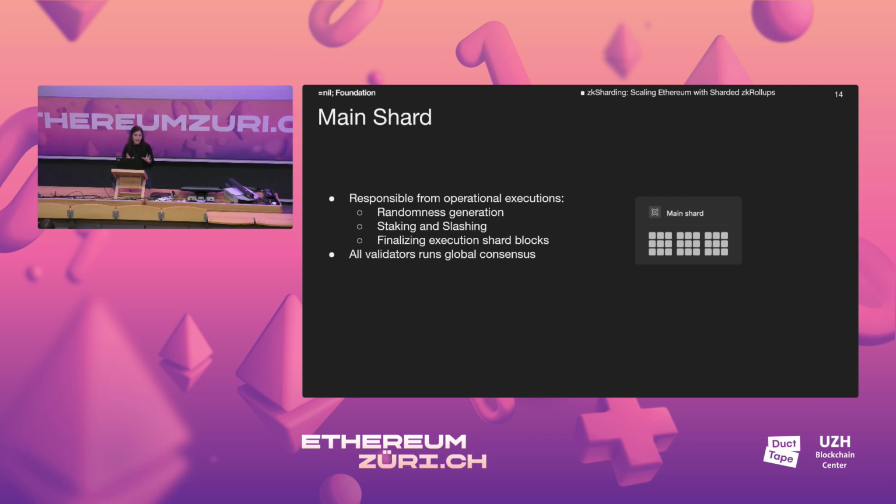Okay, also, as I said, we have a main shard, and that main shard is run by all validators. This main shard idea is very typical to have in all sharded systems, because these execution shards need some authority to understand what is the final state, or what is the final data that we can trust. And therefore, we have our main shard. It is mostly responsible for operational executions such as randomness generation, staking, slashing, finalizing the execution shard blocks. So there's no DApp or other type of smart contracts or tokens on it. It's just for operational executions, and it is run by all validators. And that global consensus says what is final in the execution shards.